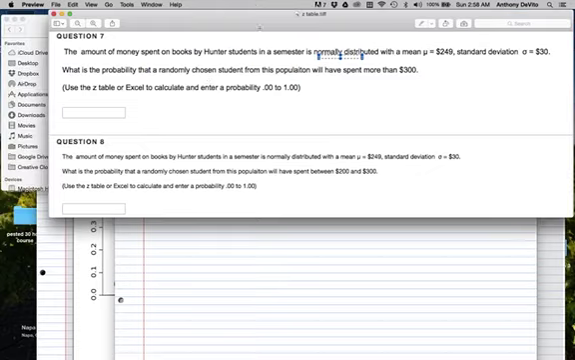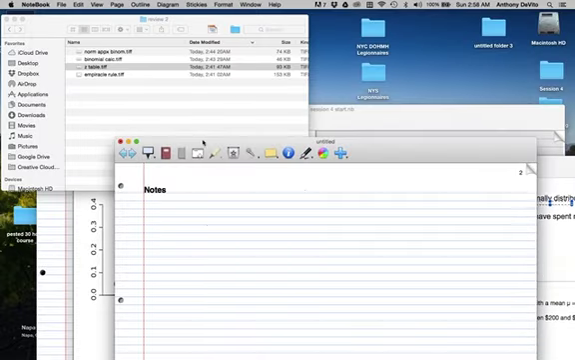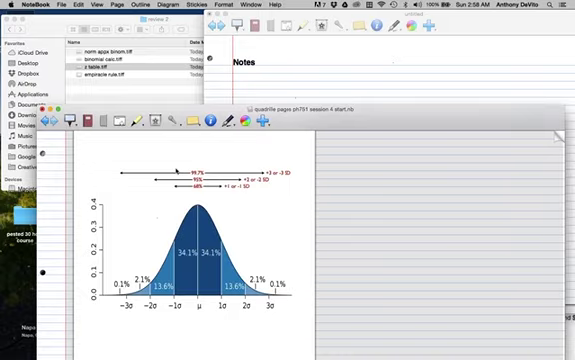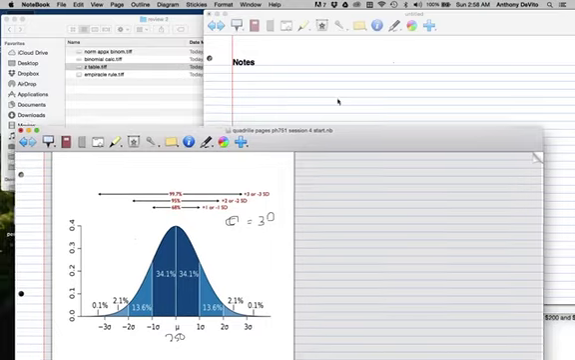Okay, so what's the probability that a randomly chosen student from this population will have spent more than $300? Now, a lot of you can probably get away without sketching this, but I like to sketch it because I know it'll help me avoid making errors. So if the mean is 250, remember I rounded that to simplify things for our calculations, and the standard deviation is equal to 30. Okay, let's take a look at where that value is. What was that value we're looking for again?